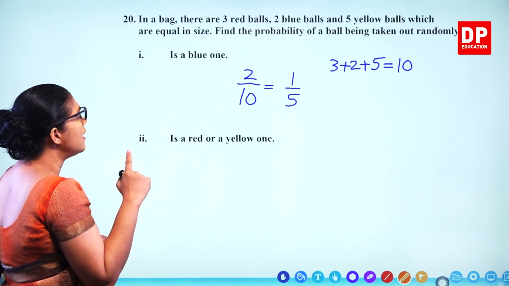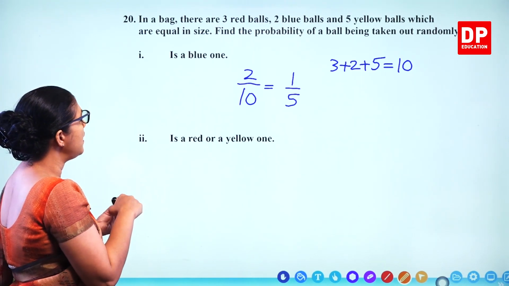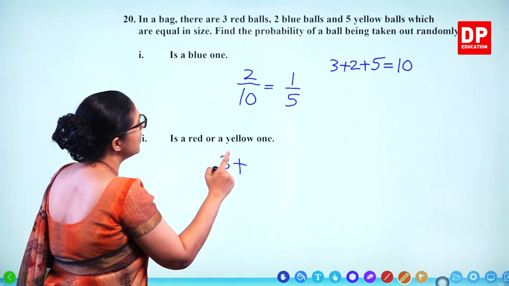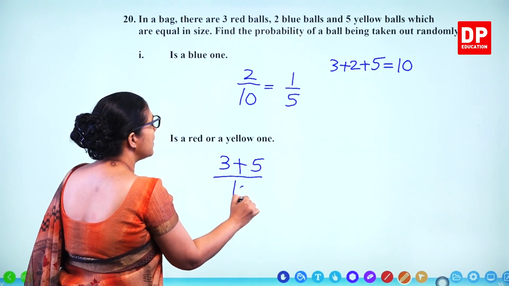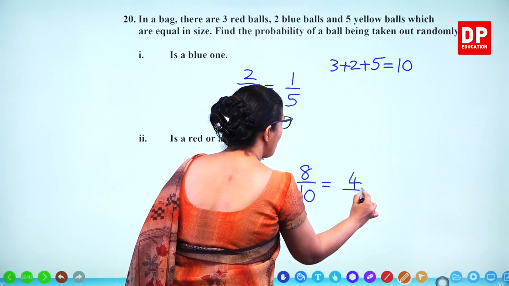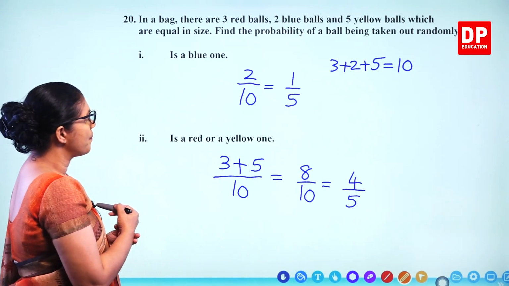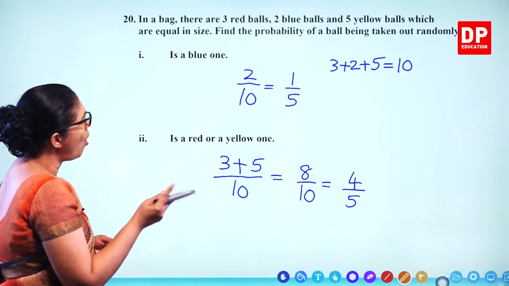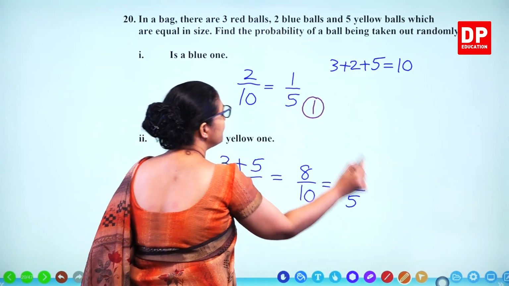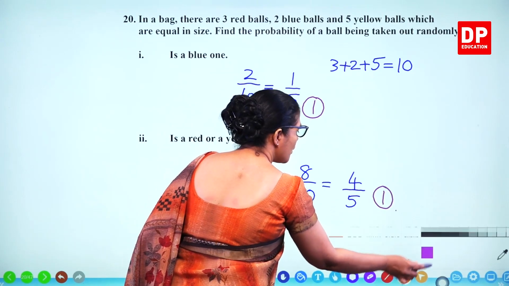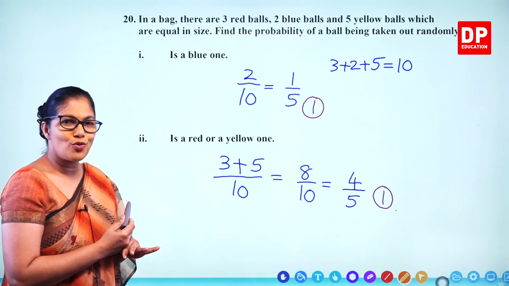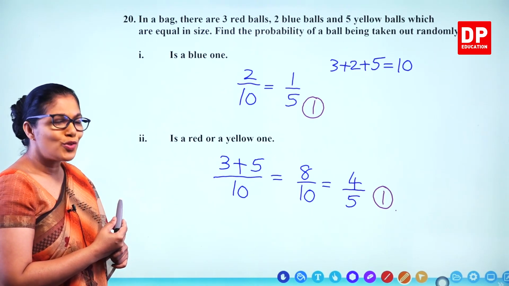Is a red or a yellow one. So both can be true. Red, 3 reds are there. How many yellow ones? 5. And altogether 10. 8 over 10, or you can simplify and write 4 over 5. So "or" means either red or yellow you can take, so you add it. 1 mark each. So we did all 20 short questions and each question worth 2 marks. So let's try part 2 now.